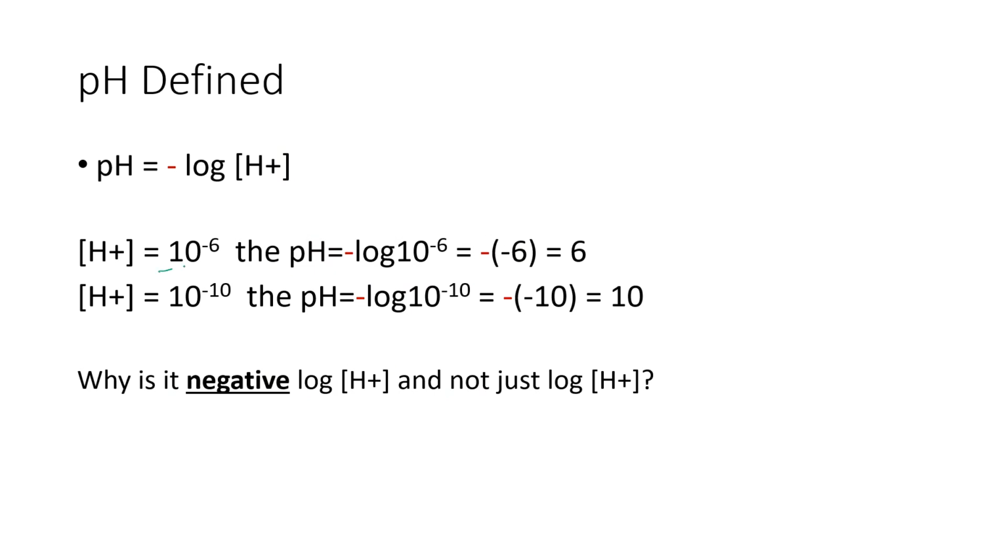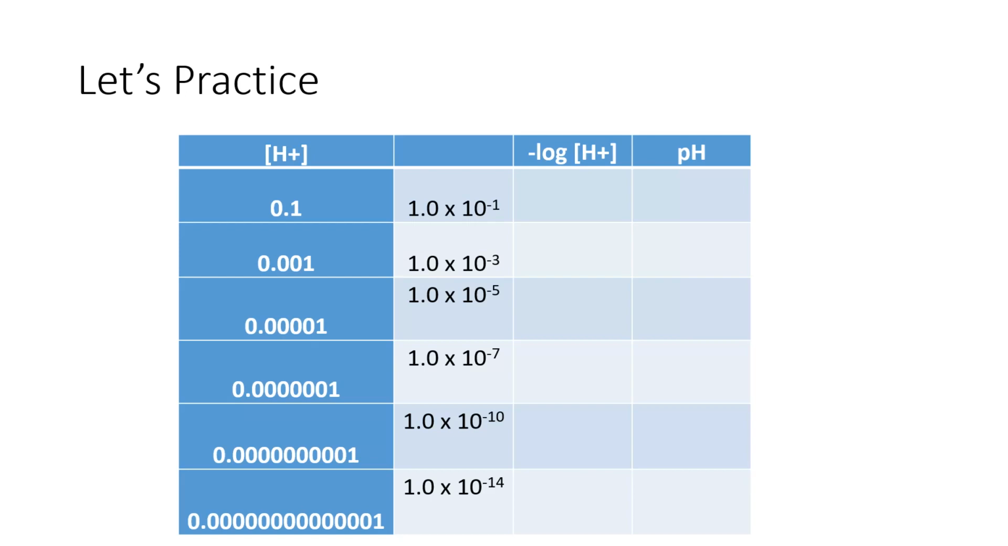So 10 to the minus 6, we just said the log of that would be minus 6. And then pH is defined as the negative of that, which makes it positive. Basically, take the log of your concentration of H plus, make it positive. That's what it is. All right. So let's do some things here.